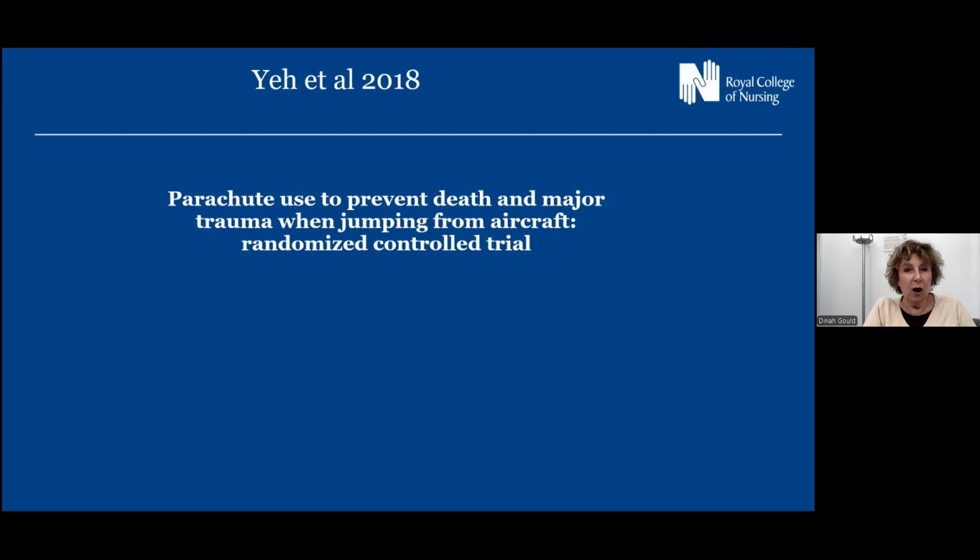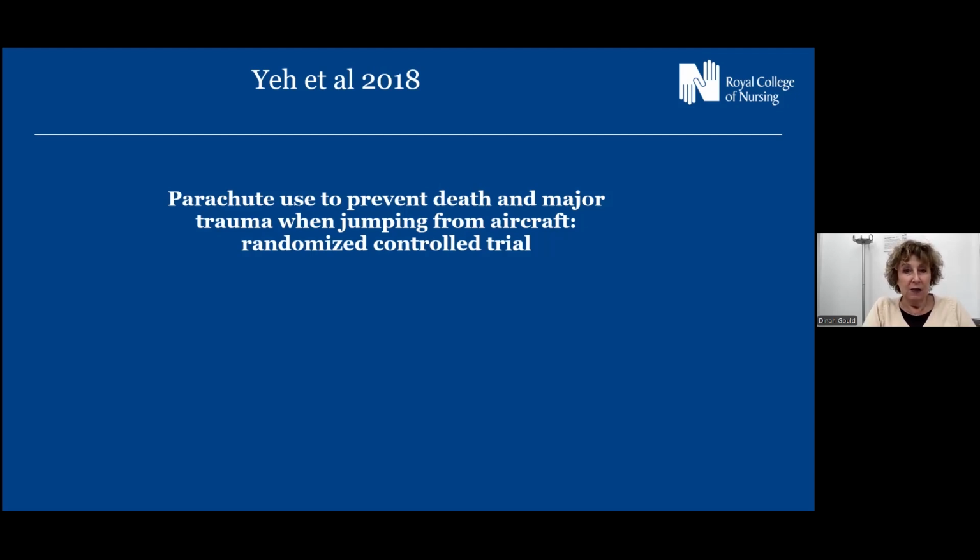They couldn't afford to hire an aircraft. So what they did was they hired a helicopter and they got people to leap from the helicopter wearing either a backpack or a parachute. And when they did their statistical analysis, they found that there was no difference between the people who wore the parachute and the people who wore the backpack. In fact, there was no incidence of trauma or death in their study whatsoever.